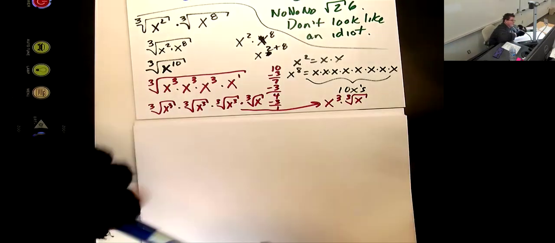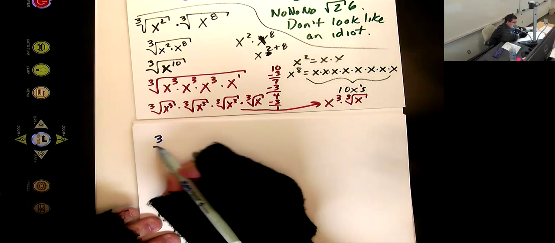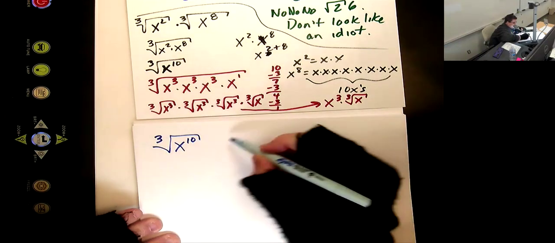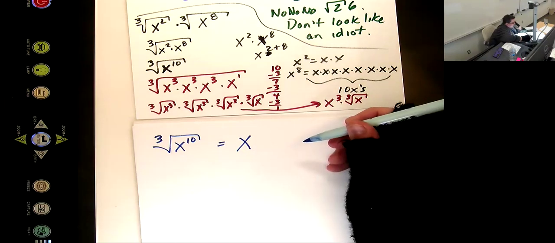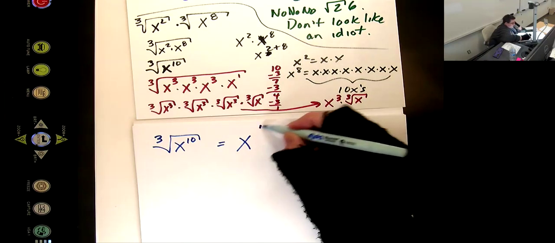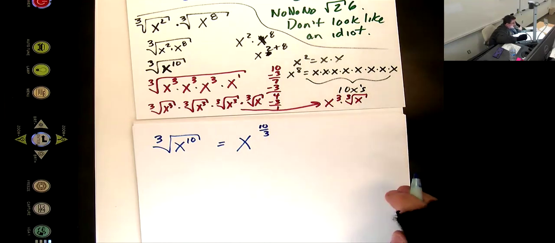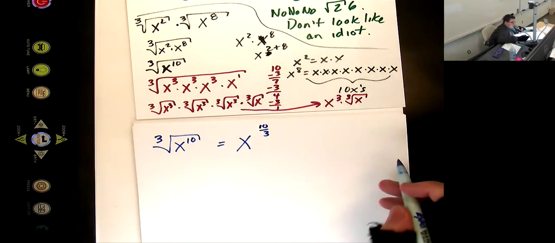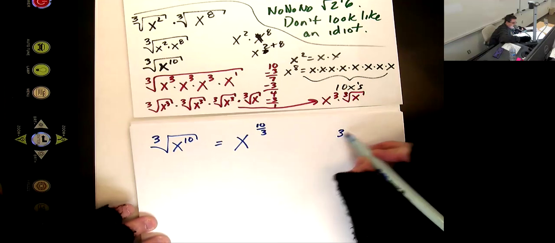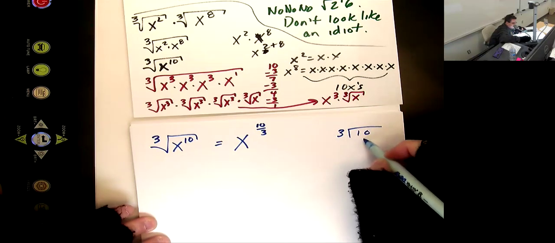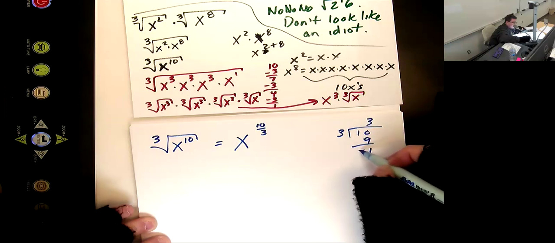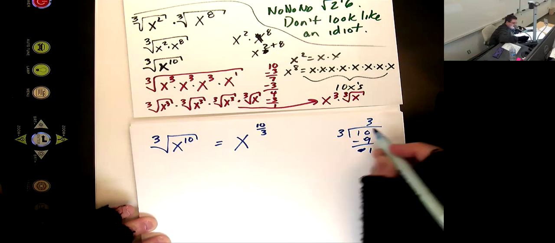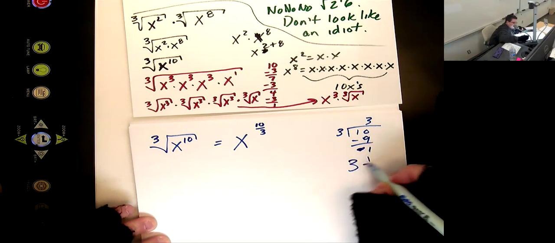I'm gonna go back to that cube root of x to the 10th power. This can be rewritten as what? We covered this earlier. X to the 10 over 3. If I divide 10 by 3, I get 3 with one remainder. So I get 3 1/3.